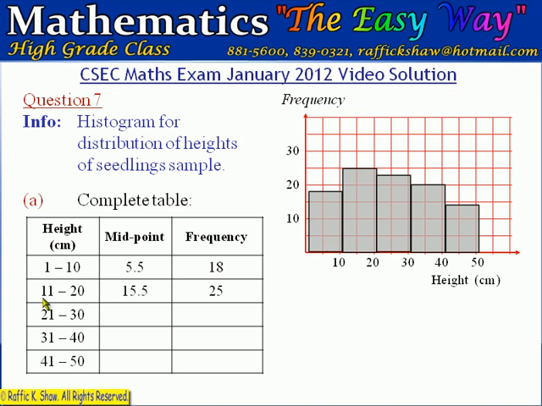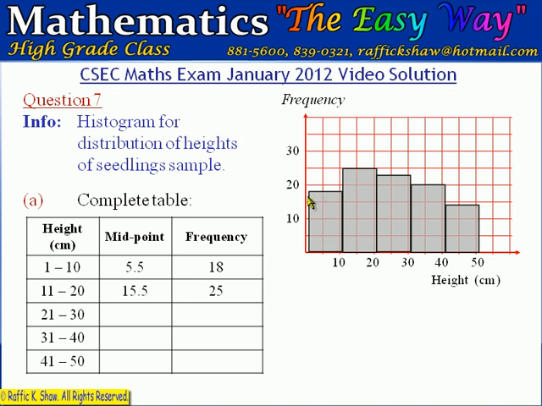And what we see here are the classes. So there are 1, 2, 3, 4, 5 groups or 5 classes. The height in the first class, for example, is 1 to 10, second class 11 to 20, third class 21 to 30, fourth class 31 to 40, and the fifth and final class is 41 to 50. And then we are given the class midpoints. We are given 2 of the class midpoint values, and then we are given 2 of the frequency values, and we are asked to complete the table. And we're going to use the histogram to help us to complete the table.